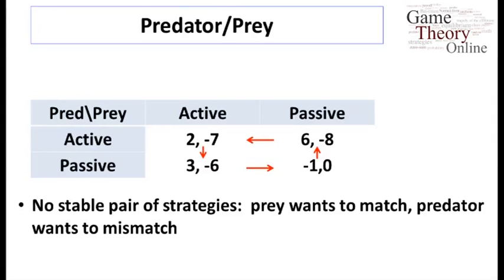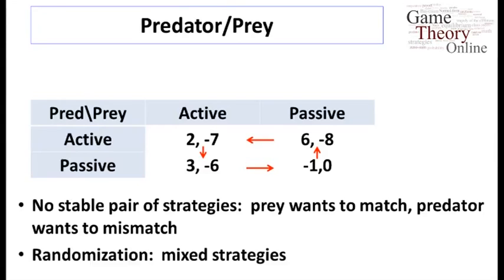So we're going to have a game which actually is going to end up having to be solved using some randomization. So we'll come to that a little later in the course. This is going to be a game where what we actually see is some predators being active, some being passive, some prey being active, some prey being passive, and they'll balance each other to make sure that everything works out. And we'll talk about that in some detail.